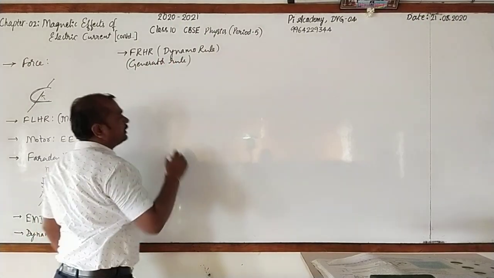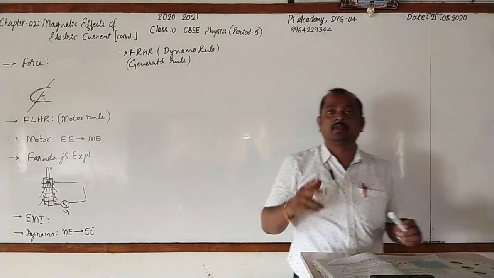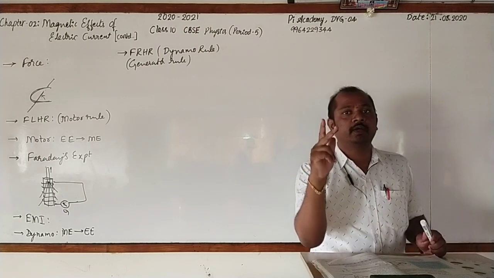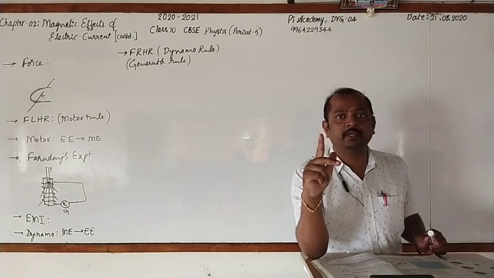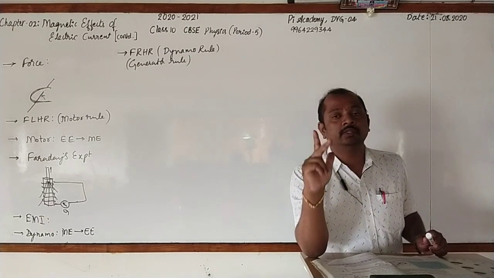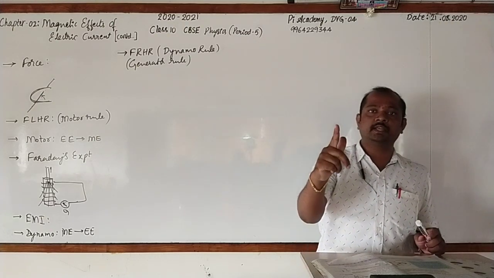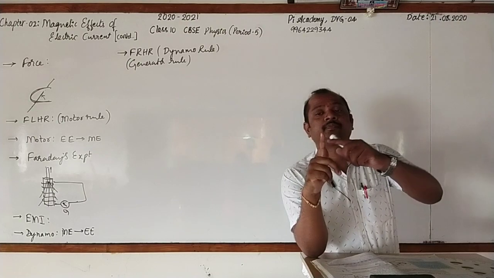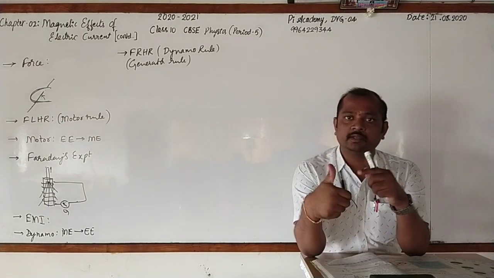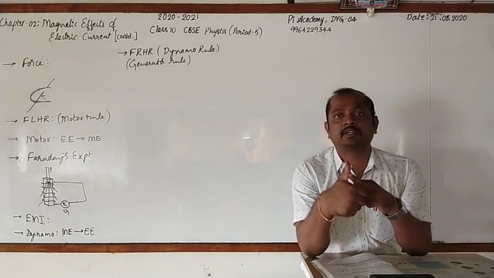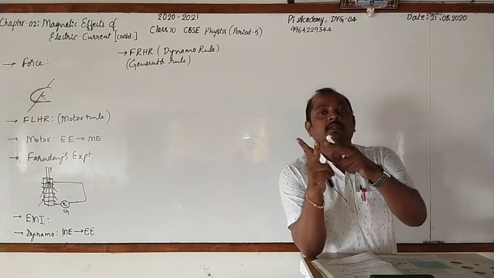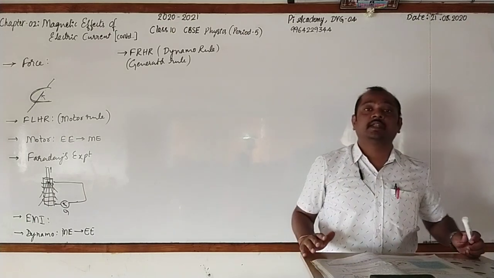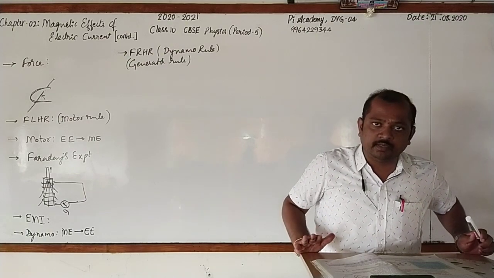Then what is the statement of this rule? According to this rule, arrange the first three fingers of the right hand mutually perpendicular to each other. If the forefinger indicates the direction of magnetic field and the thumb indicates the direction of motion of the conductor or coil, then the middle finger indicates the direction of induced current.